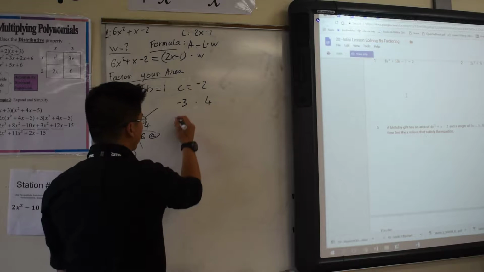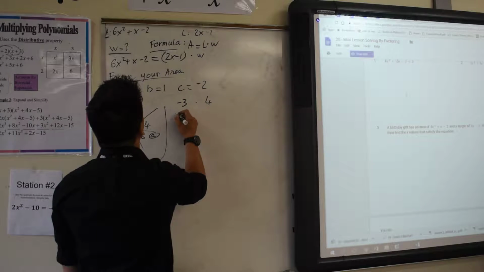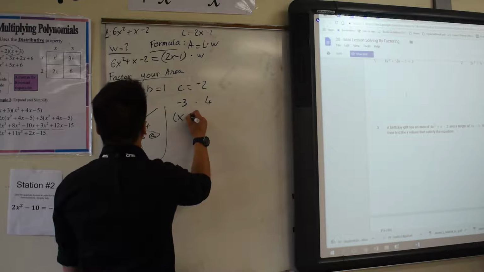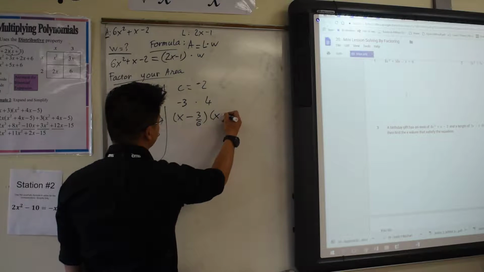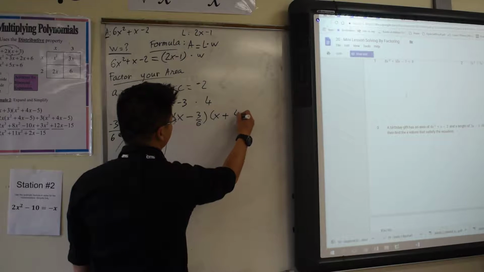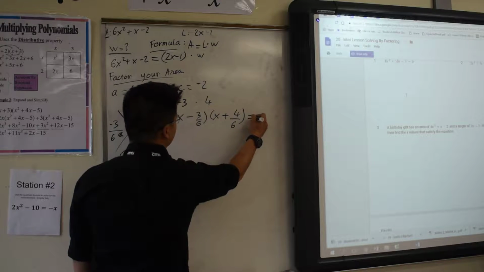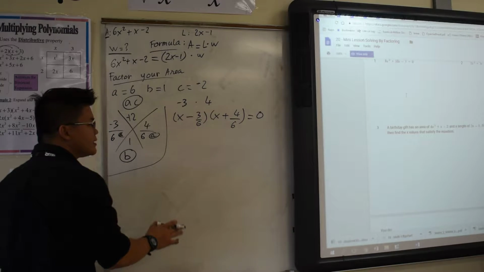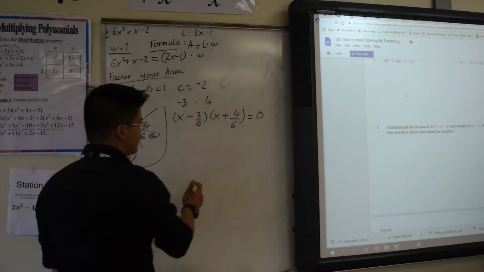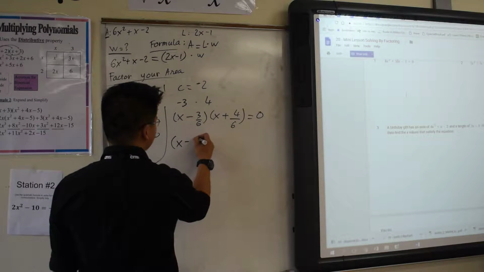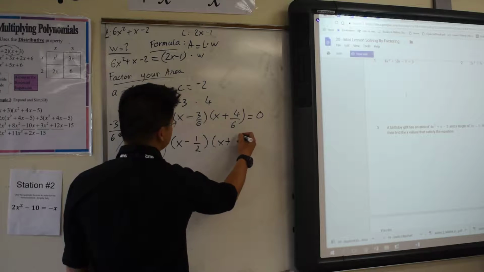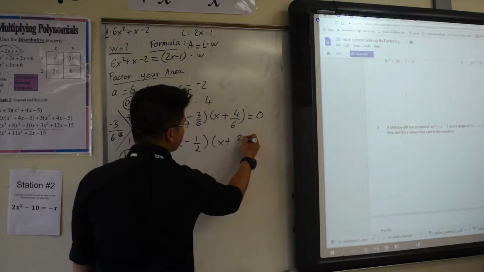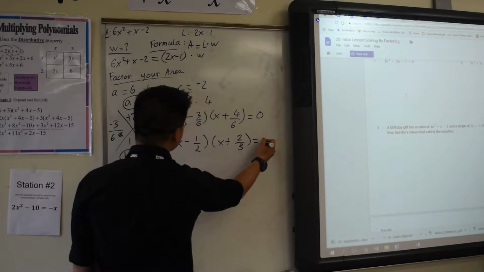From there you can form your answer, which is x minus 3 over 6, x plus 4 over 6 equal to 0. Again, always simplify your fractions. So we end up with x minus 1/2, x plus 2 over 3 equals 0.